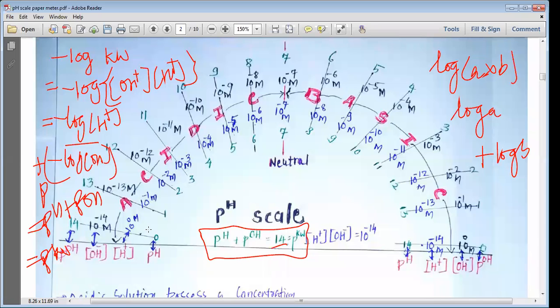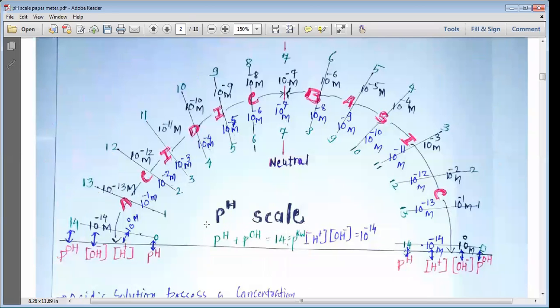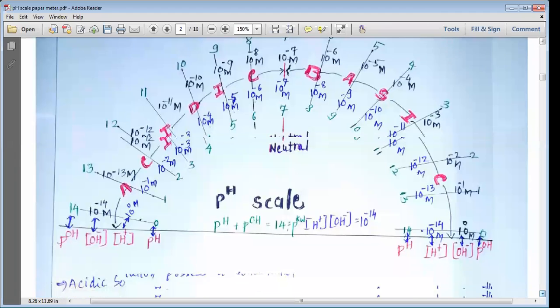So, my dear students, here I complete the explanation of the pH scale. Now if you have any doubt, you can ask me. Dear students, do you have any doubt about this pH scale? Did you understand the pH scale well? Yes, sir. Shall we move forward?